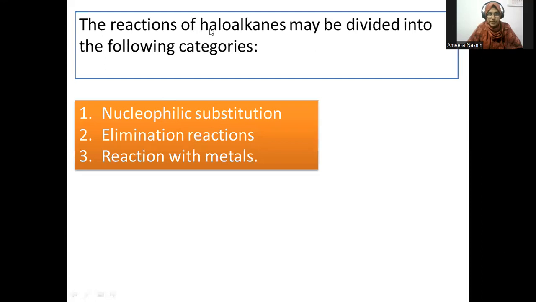The reactions of haloalkenes may be divided into the following categories. There are three categories given. First one is nucleophilic substitution reaction. Second one is elimination reactions, and third one is reaction with metals. In this particular session, we are going to be studying about nucleophilic substitution reaction in detail.